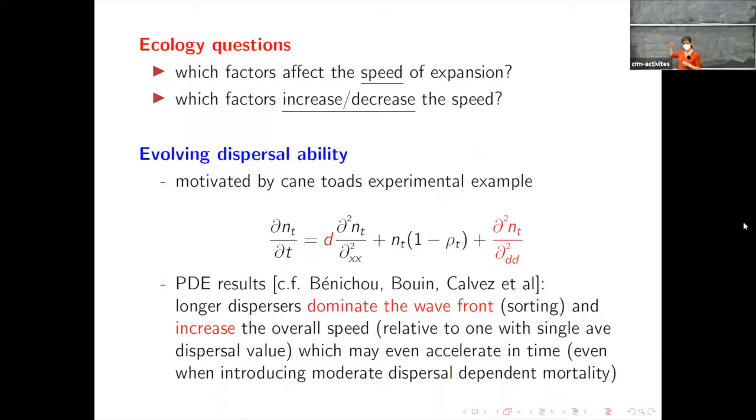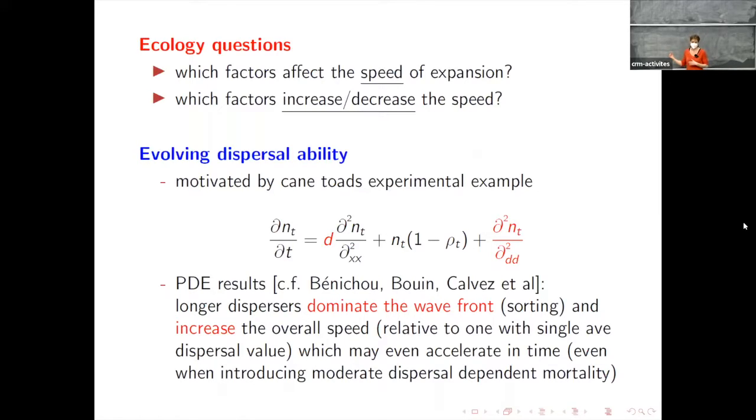And then what they added into the equation is the ability of the dispersal coefficient to evolve by slight diffusions, plus minus, in terms of the amount of your dispersal variance going up or down, right? And so there are various PDE results obtained on this. And what was observed is generally that longer dispersals dominate, the higher D dominate the wavefront. So there's sorting, there's an increase in overall speed.